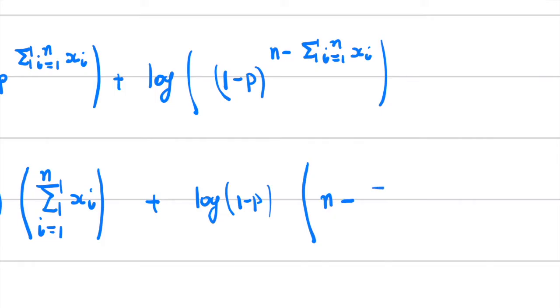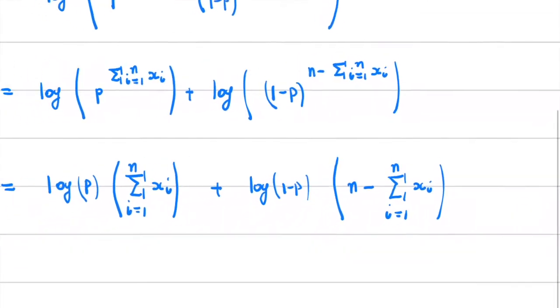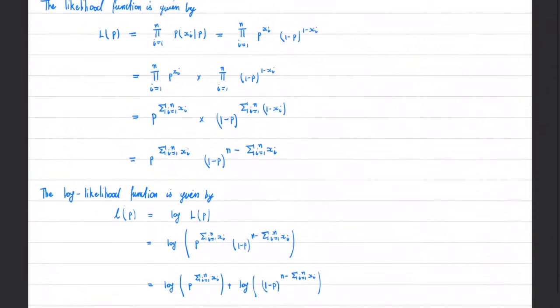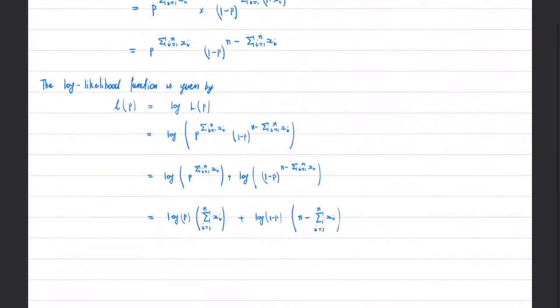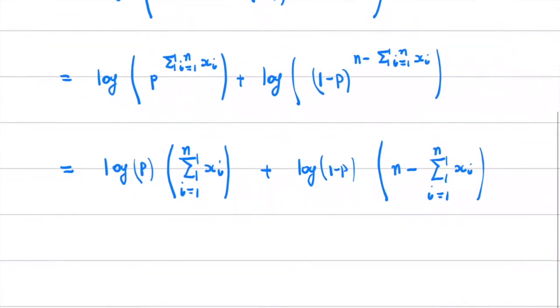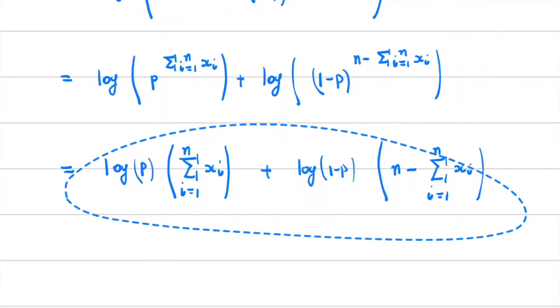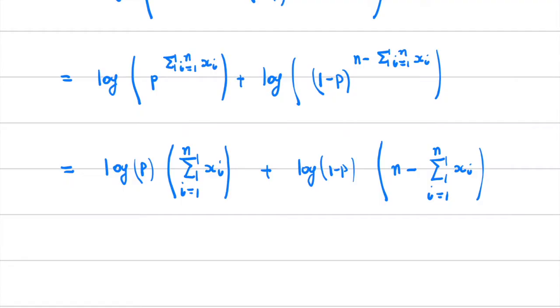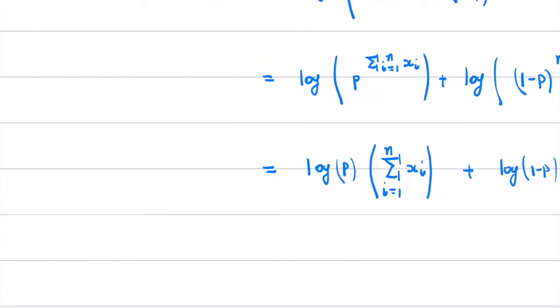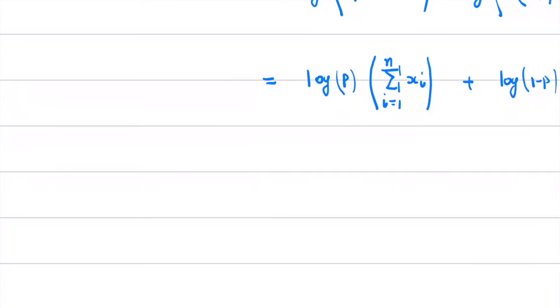But then we've got our n minus the summation from i equals 1 to n of xi here. Okay, well, we've found our likelihood function, our log likelihood function. What's left now is we're going to differentiate this with respect to p, then solve it by setting it equal to 0. And then we're going to find the second derivative and show that it is a maximum, or that this value of p attains a maximum. So the first thing I'm going to do is find the first and second derivative, and that can be done here.